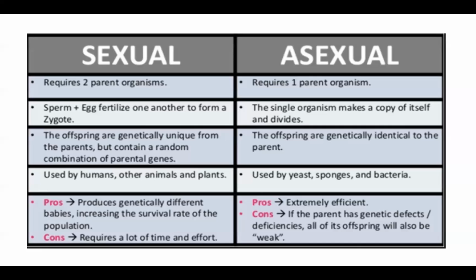Sexual reproduction is used by humans and other plants and animals. The advantage, the pro, of sexual reproduction is that it produces genetically different organisms, right? Anytime you're thinking about genetic variation, that's an advantage when we're thinking about increasing your chances of survival. We talked about evolution and these changes that happen over time. Well, genetic variation increases your chances of survival.